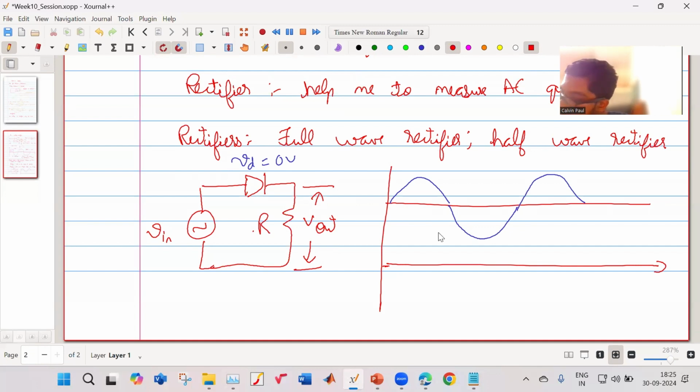Positive cycle measure करेगा, negative cycle 0. So during positive cycle, the voltage will be positive. Then it will be 0. Again in positive cycle, it will be positive. Okay. So this is my V out. This is my V in. What will be the voltage across the diode?